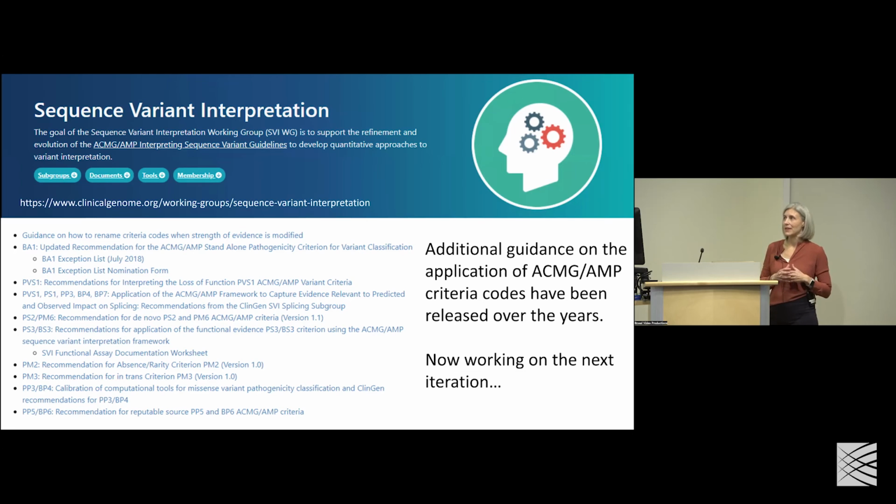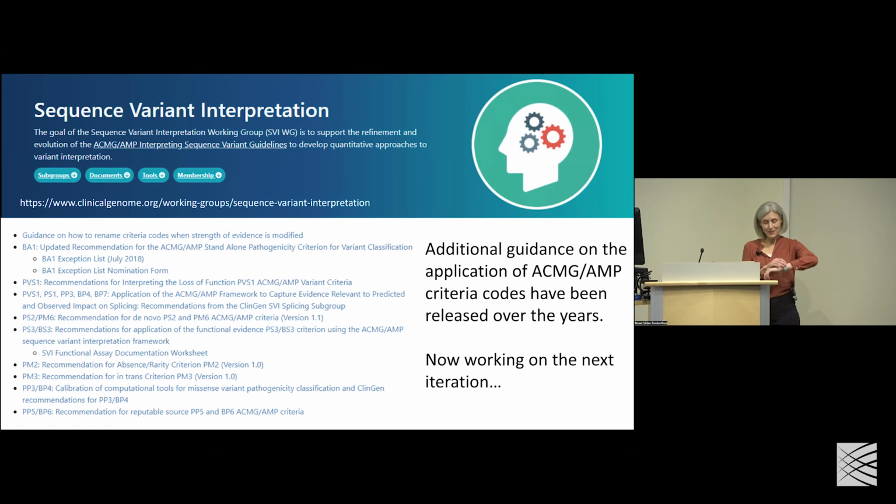So ClinGen has a group called the Sequence Variant Interpretation Group that oversees all of these expert panels in specifying the criteria appropriately. But this group has also published a lot of broader guidance on the use of specific codes, for example, the PVS1 criterion. What types of loss of function qualify for that? What kind of caveats are there to deciding something as loss of function, and how you might up or downgrade that criterion based on the type of variant you're seeing. So all of that information is here on the SVI website that you can access.